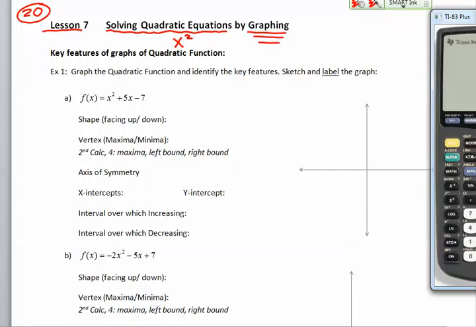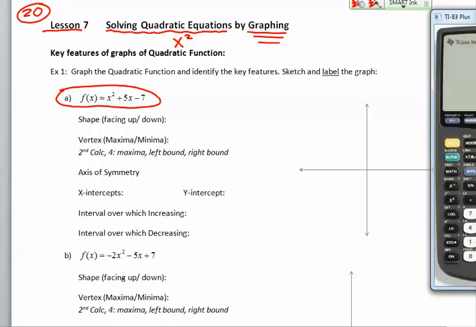So essentially, we're going to pop these equations into our calculator. We're going to graph them. We're going to find the x-intercepts, and those are going to be the solutions. So let's start by graphing this equation right here. f of x is equal to x squared plus 5x minus 7.